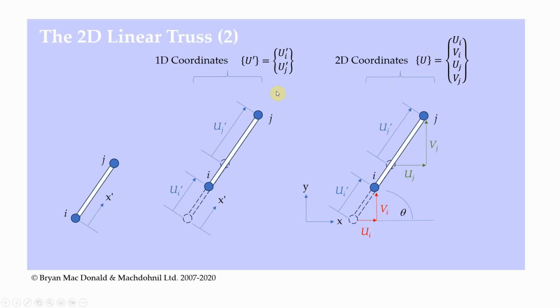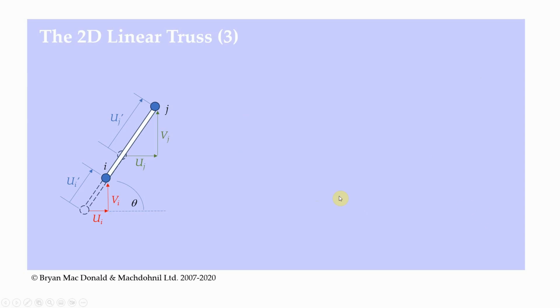Okay, so the big difference here is in one-dimensional coordinates, our displacement vector u dash has two rows because it just has the deflection of node I and the deflection of node j in the coordinate system of the element. Whereas in 2D coordinates, our displacement vector u without a dash has four rows because it has the x and y deflection of node I, and then it has the x and y deflection of node j. Okay, so we've got the same thing, exactly the same problem, but we're looking at it in two different coordinate systems.